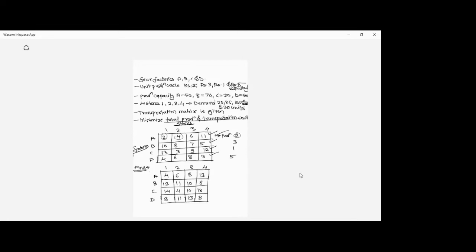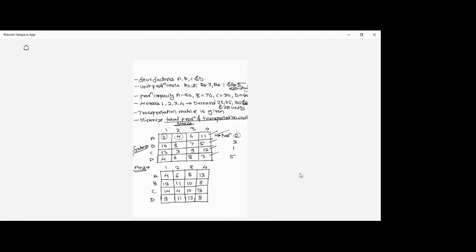So this is the production plus transportation matrix that we have got, and now we can minimize this particular matrix so that we get minimization of the total production and the transportation cost.